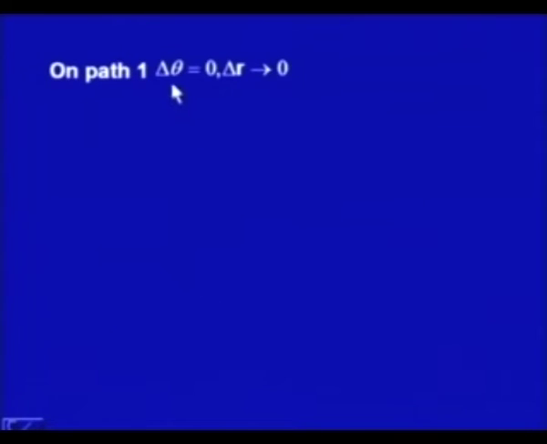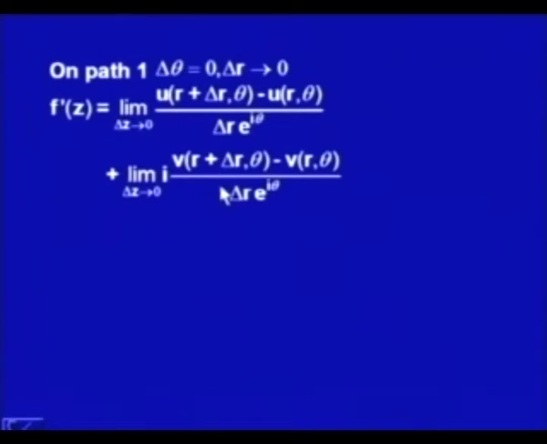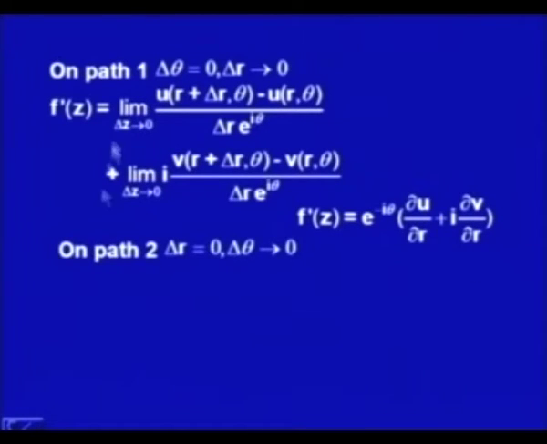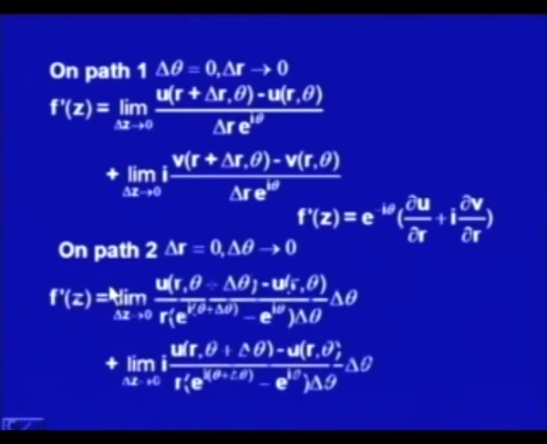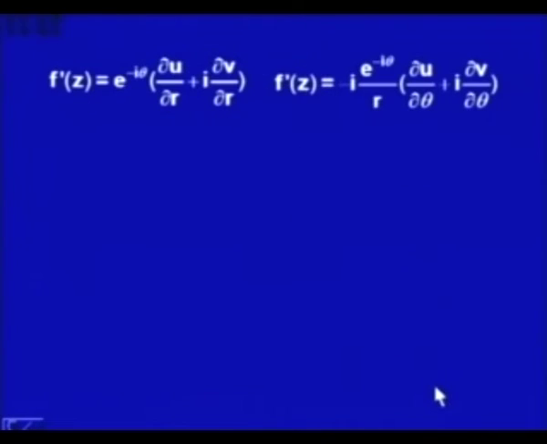On path 1, Δθ is 0 and Δr tends to 0, and we get this expression. From here we can easily see that f'(z) comes out to be e^{-iθ}(∂u/∂r + i ∂v/∂r). Similarly, on path 2, Δr is equal to 0 and Δθ tends to 0, and we simplify the expression in this form, and from here we will get f'(z) as this.